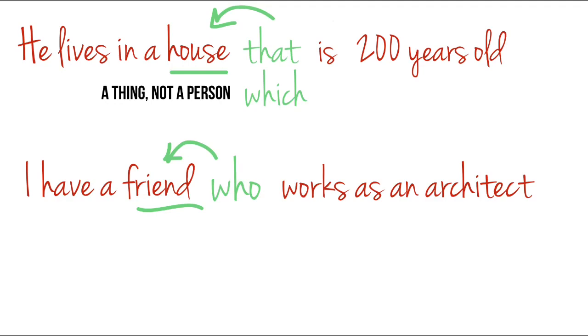The pronoun who is connected with the word friend. And friend means a person, so we use the pronoun who when we talk about a person. When we talk about a person, the pronoun that is also possible, but who is preferable.